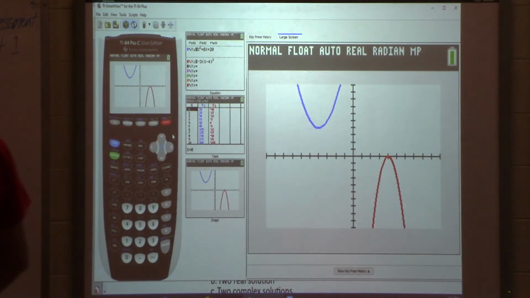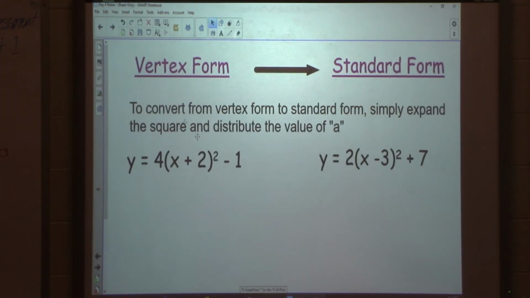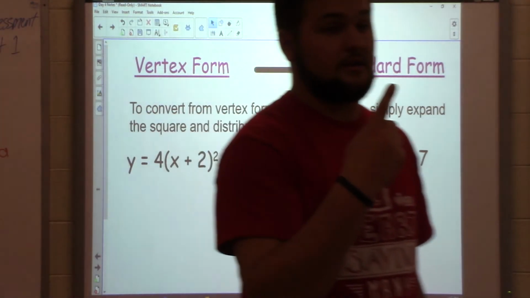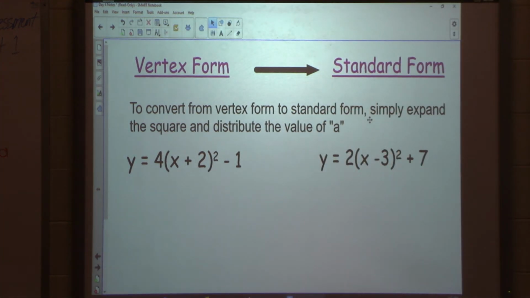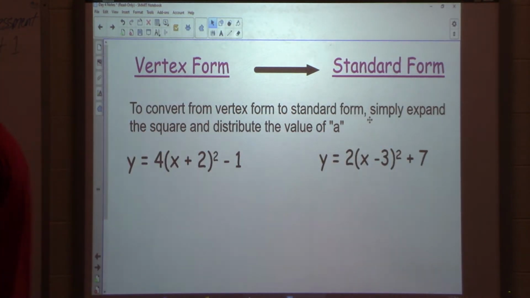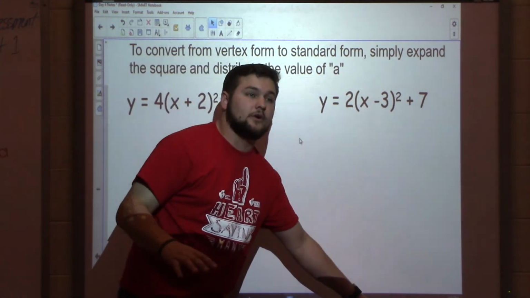Alright, back to the stuff we were doing yesterday. It's converting forms, except we're going to have a number bigger than 1 for a. Yesterday, every a value was only 1. Changing forms would be a lot similar, even if that a value is greater than 1. So for this one, y equals 4 times x plus 2 squared minus 1. Yesterday, we just FOILed and combined like terms and we were done. We're going to start in the same direction, by FOILing.